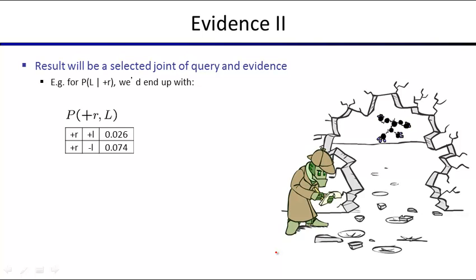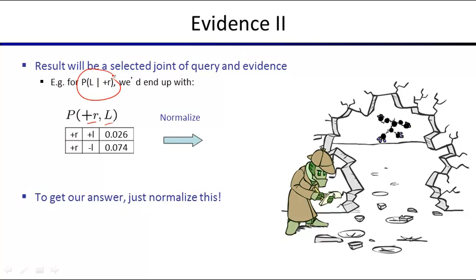Okay, so if we did that, we'd end up with something that looks like this. It would be unnormalized. We would find the joint of the evidence variables and the query variable. We want the conditional. All we have to do if we have a joint and we want the conditional is to renormalize, and that's what we do. We renormalize, and we get the conditional of L given plus R. So that's a complete procedure for variable elimination.